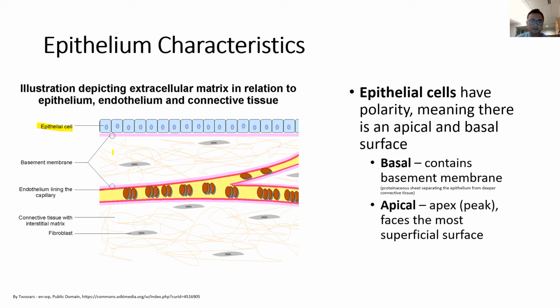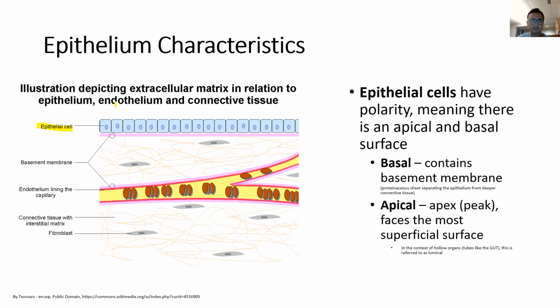epithelium. There's also the apical surface, and so things that are closer to the basement membrane are considered the basal surface. And then on the other side, the other pole right here, which is the opposite side of the basement membrane, this is our apical surface. So apex means peak, and this faces the most superficial surface.